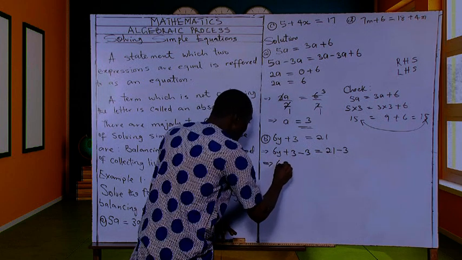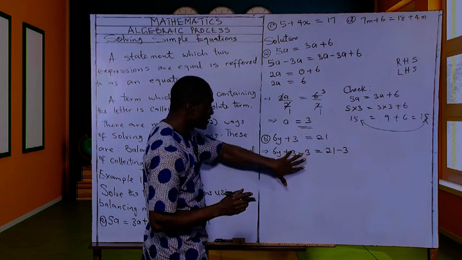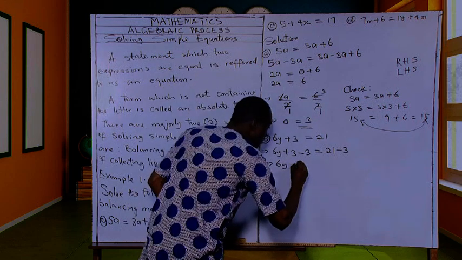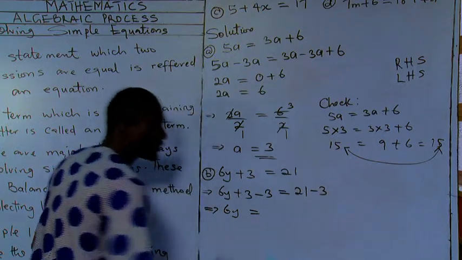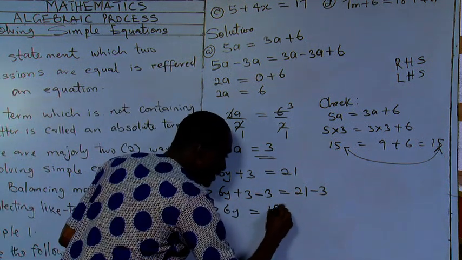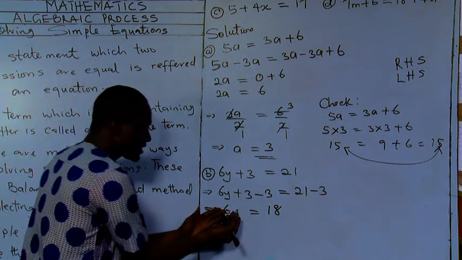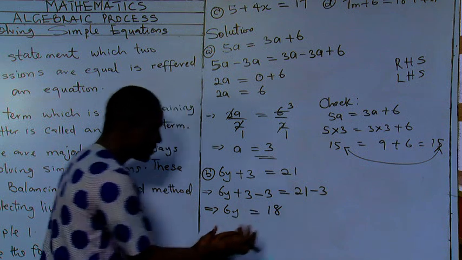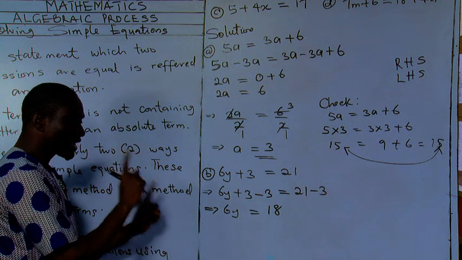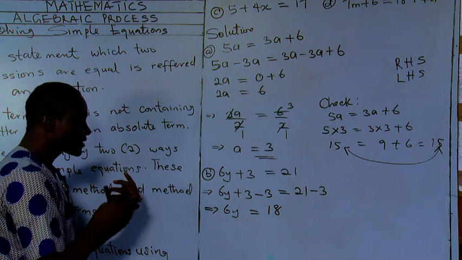Now with this, we are going to have 6y, plus 3 minus 3 will give us 0. So this plus 3 minus 3 has cancelled out. Then we have equals 21 minus 3. All right, and 21 minus 3 will give us 18. Now we have 6y equals 18, but y is not standing alone, and we want y to stand alone to find the value of it. Okay, how do we make y stand alone?